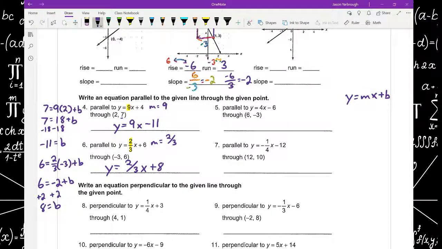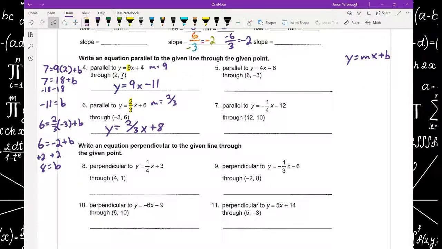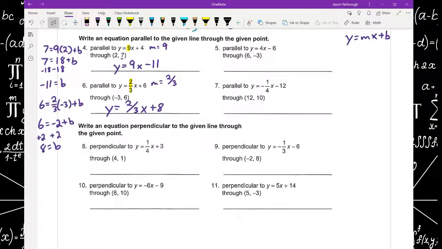Now number 8, we're moving to being perpendicular. So now we've got to change this one around. The original slope is 1/4. So we need our new slope, which will be the opposite reciprocal. So since the original one was positive, this one's going to be negative. So negative. Right. 1/4 flips over. The 4 on top, 1 on bottom. The 1 goes away. We get -4.